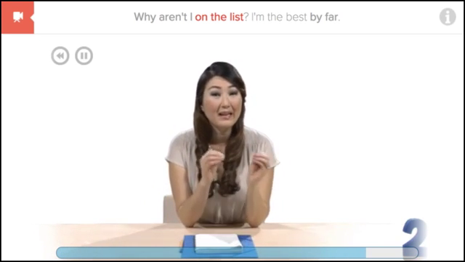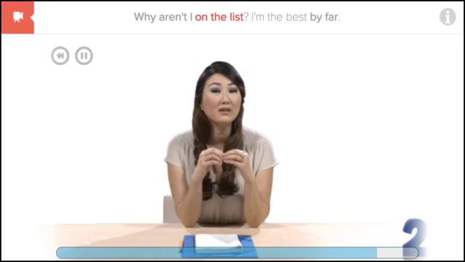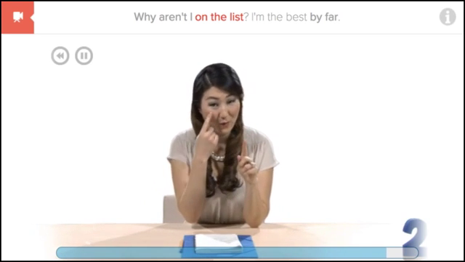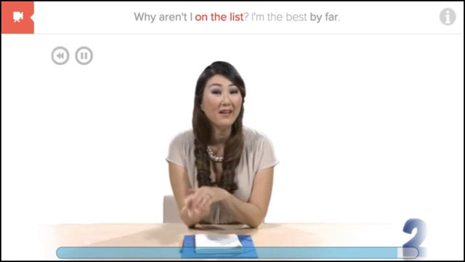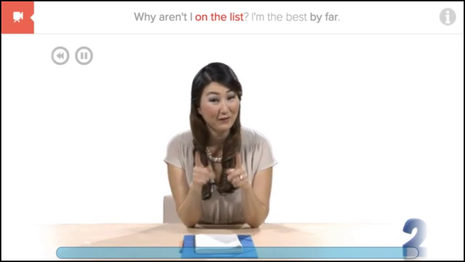No está en la lista porque no llamó. So again, para decir en la lista, la preposición es on y no in, okay? Ojo, ojo. So to be on the list. Keep practicing, okay? And don't forget.